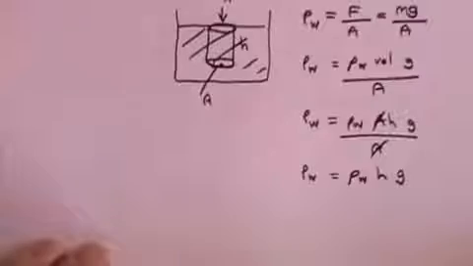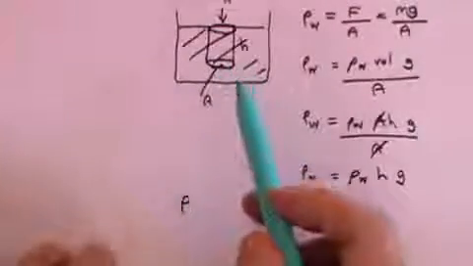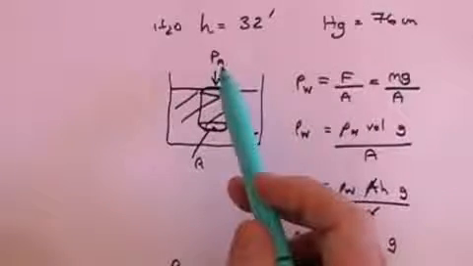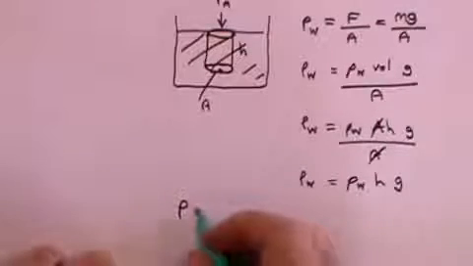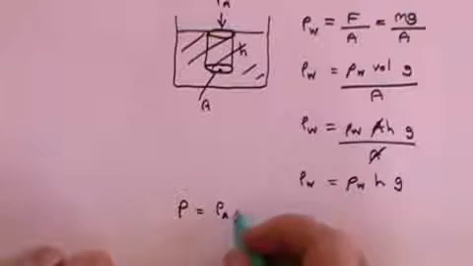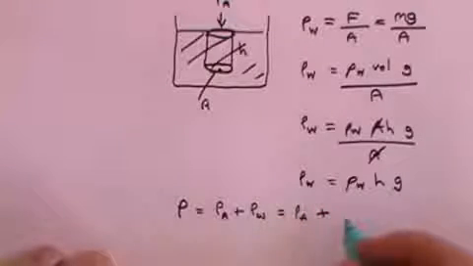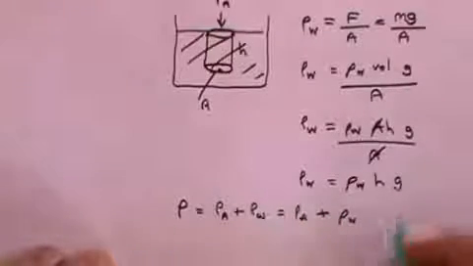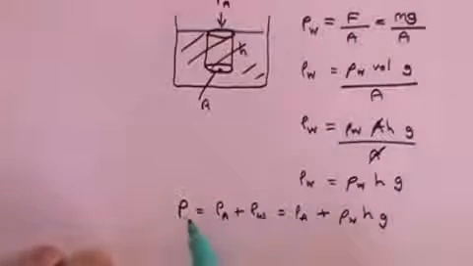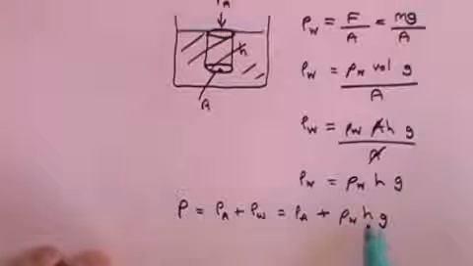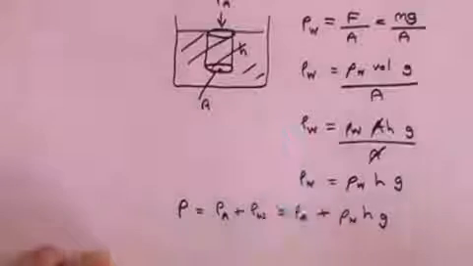And therefore the total pressure at this point underwater is going to be the combination of the atmospheric pressure plus the pressure of the water. So it's going to be the pressure of the atmosphere plus the pressure of the water, which means it's the pressure of the atmosphere plus the density of the water times the depth times g. And thus you can see that the pressure is going to vary according to the depth that you are underwater.